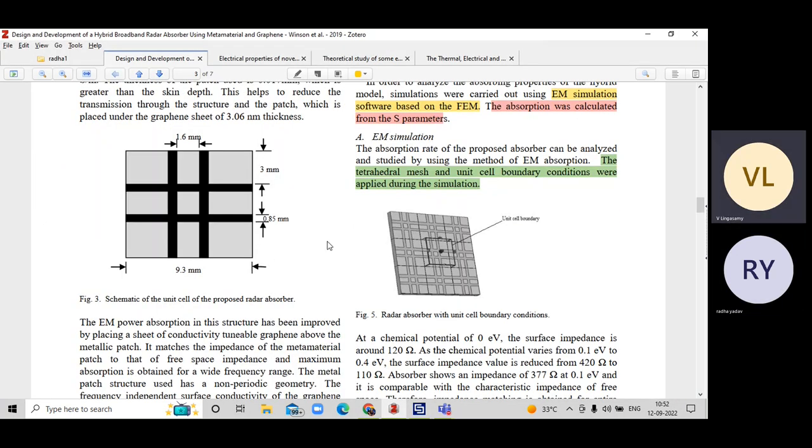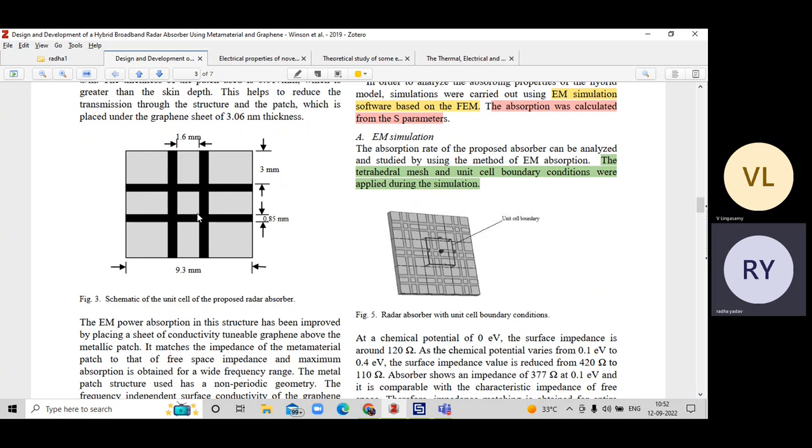Here, see, the center patch is 1.6, right? Half will be 800, correct? Then you will have an 850 micrometer gap, correct? 850 micrometer gap. So it will be 800 plus 850. That is the starting point, right? Y min, correct? 800.